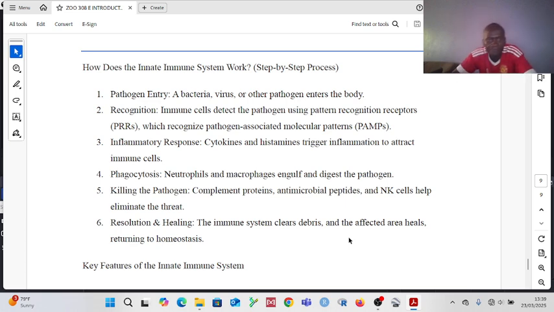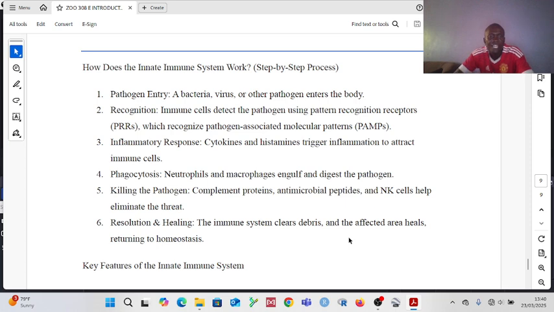Then once an inflammatory response has been initiated, phagocytosis happens. So neutrophils and macrophages, they both engulf and digest. Once the pathogen has been engulfed and digested, obviously it will lead to death. So the killing of the pathogen, it happens with the complement proteins, the antimicrobial peptides, the natural killer cells. All these help in eliminating that threat, which is now the foreign invader.